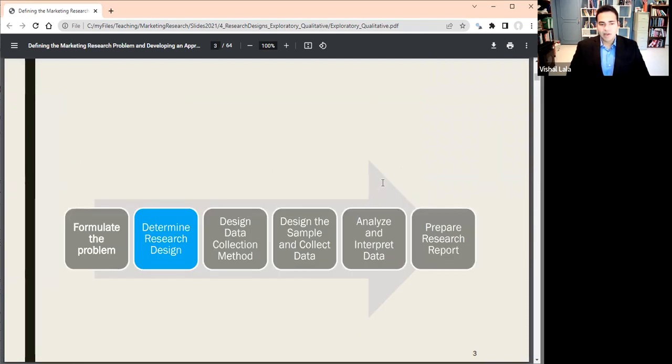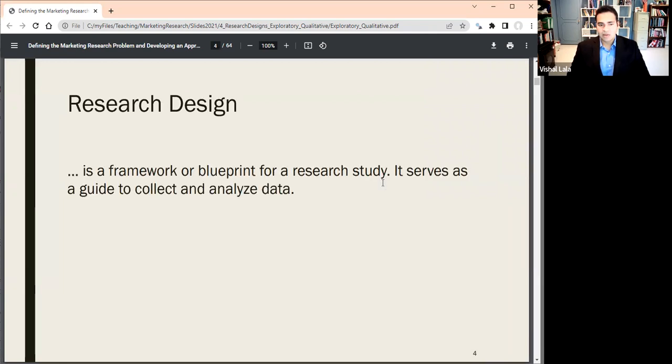In the research pipeline, we have the various steps. Research design is examined after one has formulated the problem and figured out the approach to the problem. The second step of the research process is a blueprint for the research study. It is a guiding framework for all the things that happen hereafter. It informs decisions about the nature of data to be collected, how the data is to be gathered, the sample from which data is to be gathered, and how it is to be analyzed.